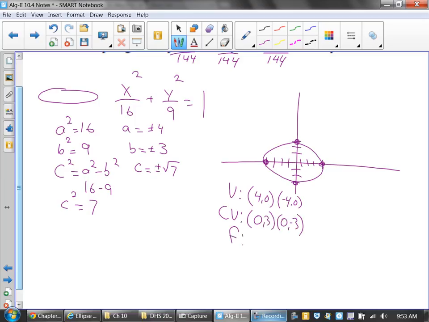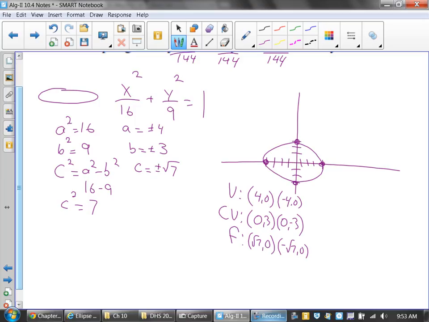And then lastly, put in my focus. Will the focus be on the x-axis or the y-axis? It's going to be on the x-axis. So my focus is going to be at root 7, 0, and negative root 7, 0. What's the decimal equivalent of the square root of 7?